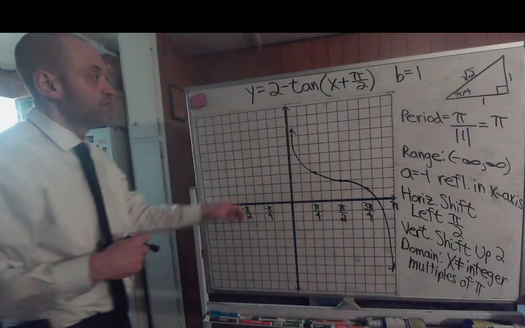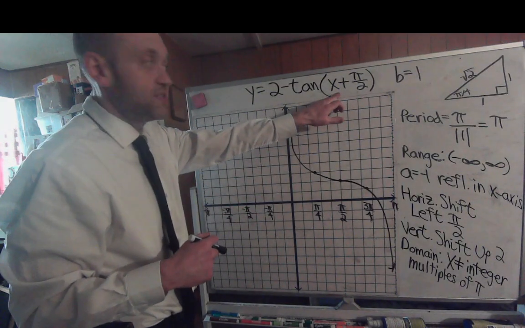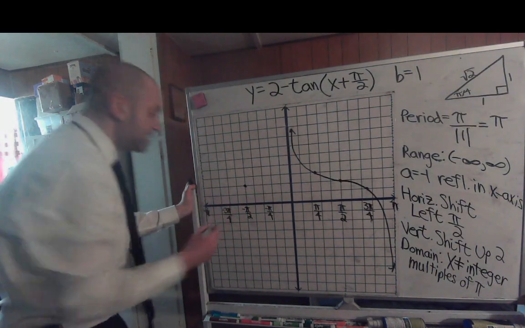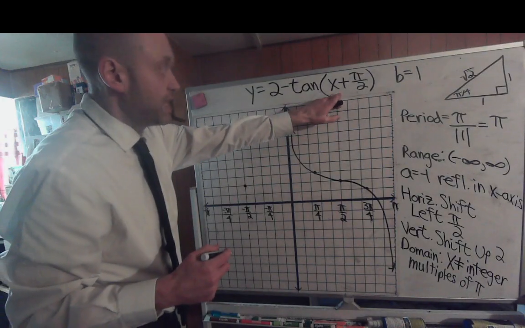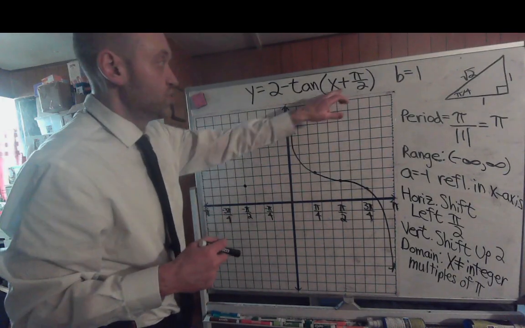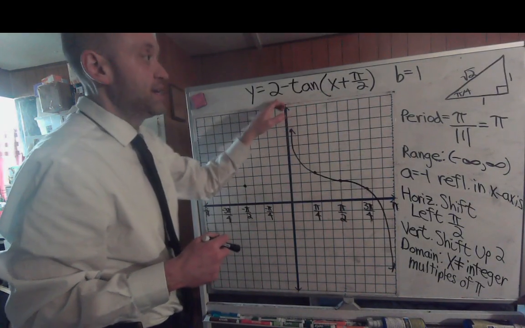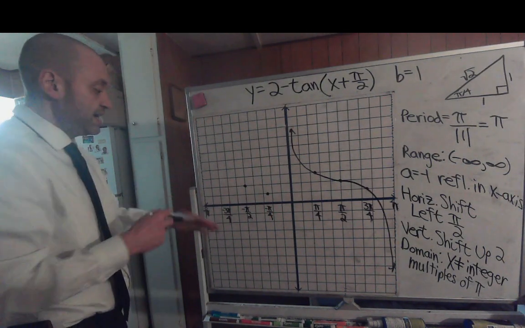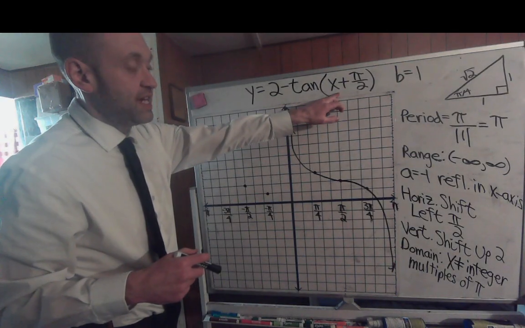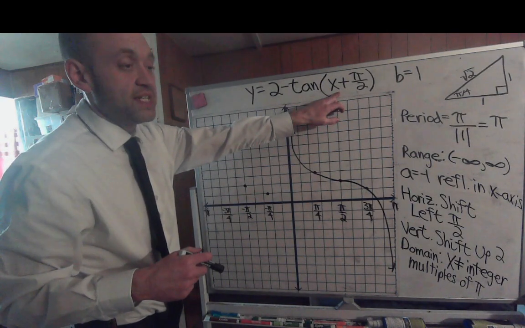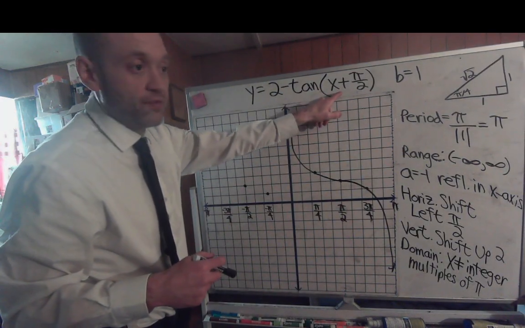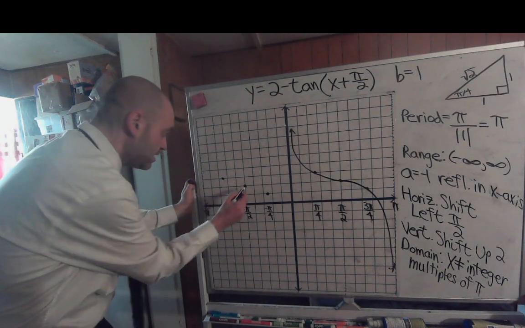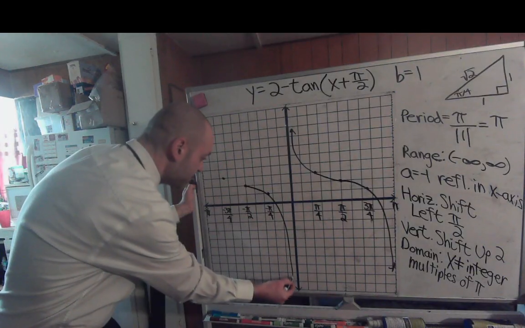Now let's take negative pi over 2. That's going to give you the tangent of 0, which is 0, plus 2, that's 2. Let's take negative pi over 4. That would give you the tangent of pi over 4, which is 1. You negate that 1 and add 2, you'll get positive 1. And then let's take negative 3 pi over 4. That would give you the tangent of negative pi over 4, which is negative 1. But you have to negate that negative 1. So it's positive 1 plus 2 is 3. So here is your graph.